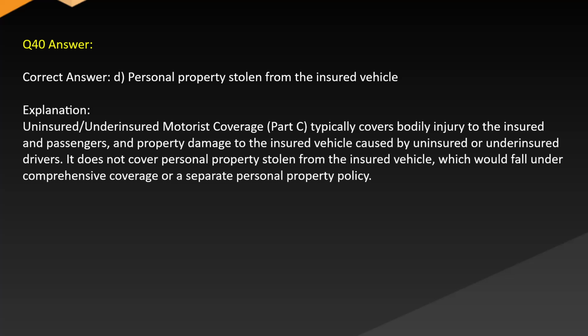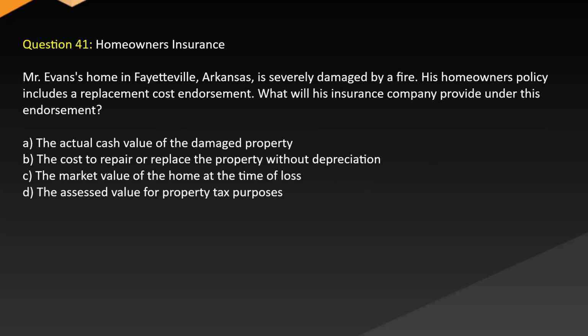Explanation: Uninsured and underinsured motorist coverage, Part C, typically covers bodily injury to the insured and passengers and property damage to the insured vehicle caused by uninsured or underinsured drivers. It does not cover personal property stolen from the insured vehicle, which would fall under comprehensive coverage or a separate personal property policy. Question 41.